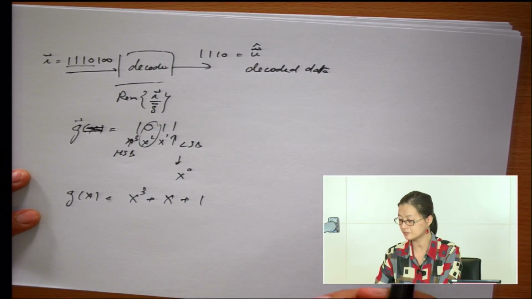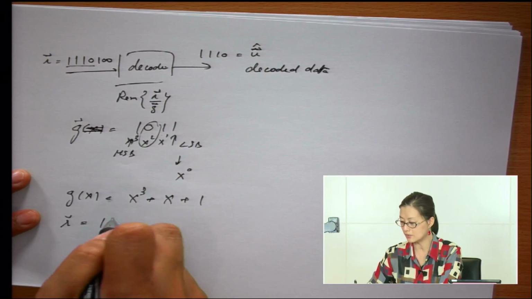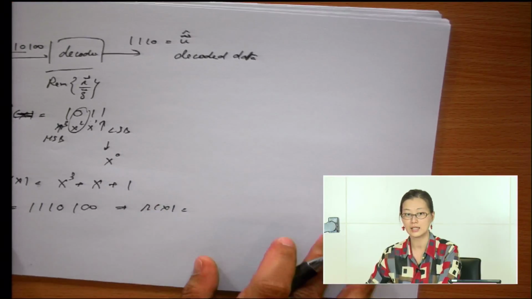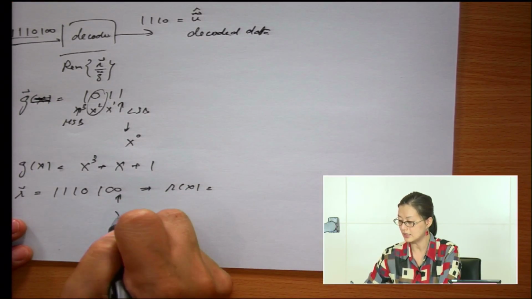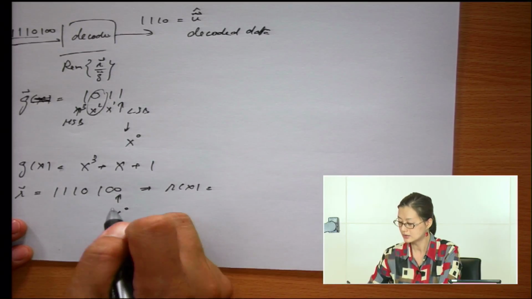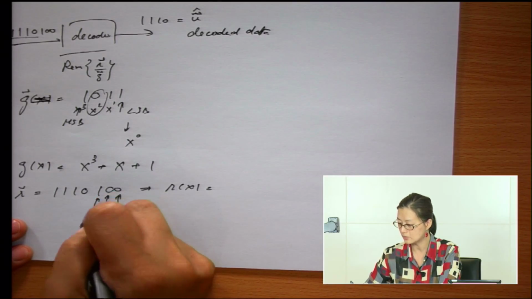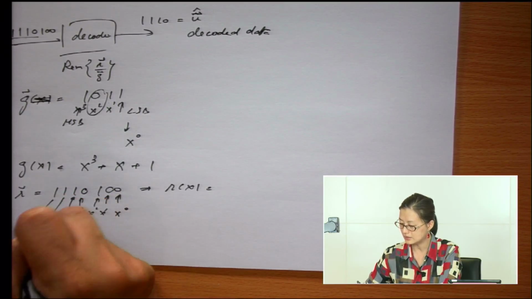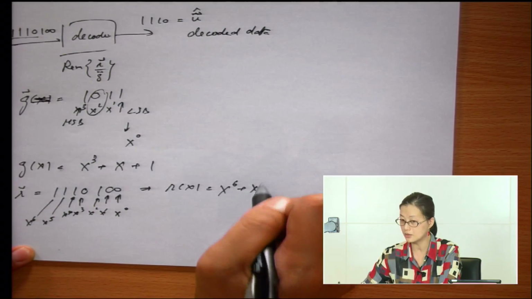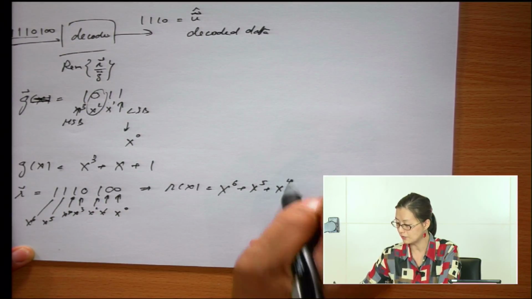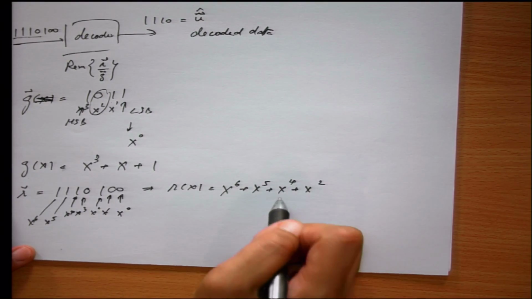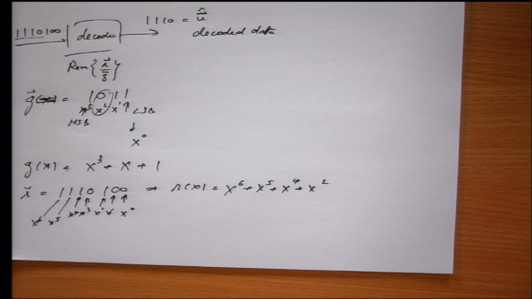Similarly, the received sequence is 1 1 1 0 1 0 0. So Rx equals, this is the least significant bit, so x to the 0, x to the 1, x squared, x cubed, x to the 4th, x to the 5th, and x to the 6th. So you have x to the 6th plus x to the 5th plus x to the 4th plus x squared. This is the received sequence, only the terms that have the coefficient of 1.